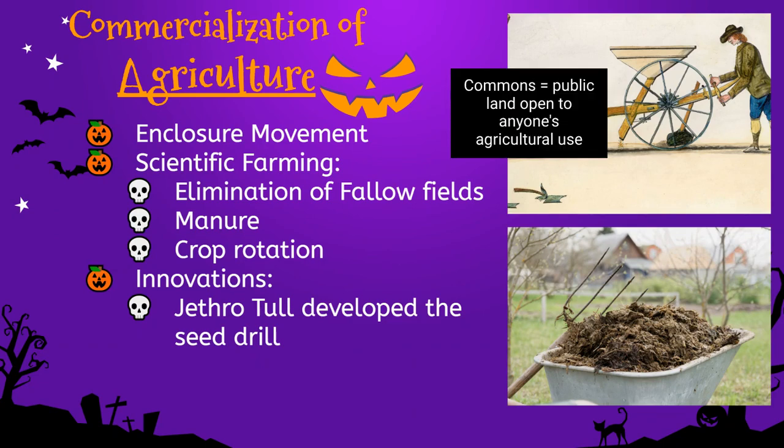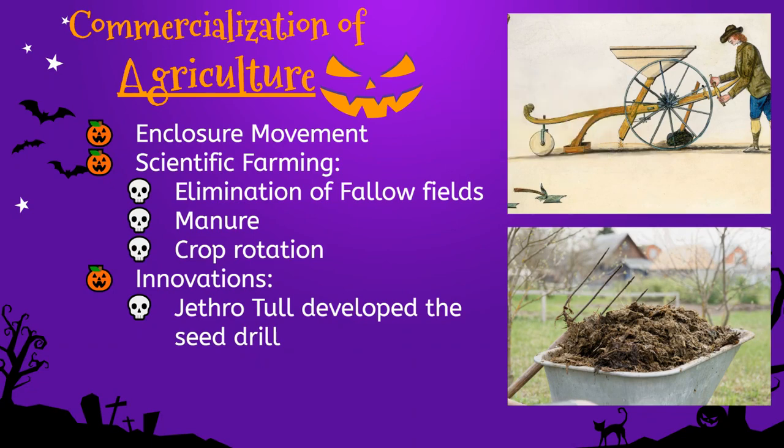And then we have innovations in scientific farming. So we have the use of empirical research to find things out that might make farming easier and more effective. Three examples we're going to give you are the elimination of the fallow fields.